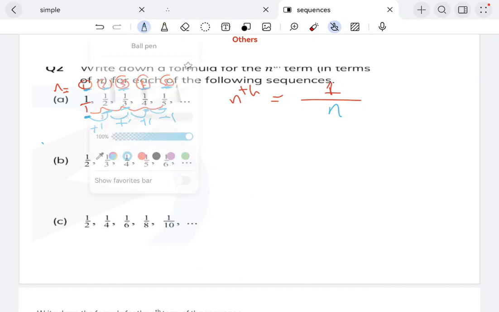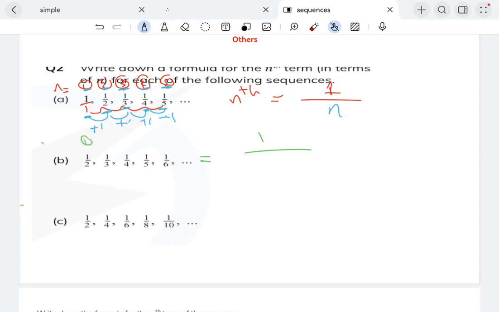Let's do the second one now. Okay, the same idea. It's always 1 at the top. Someone would say, teacher, the first term is going to be 2. The second term is 3. The third term is 4. The fourth term is 5. The fifth term is 6. So I can see every time it's n plus 1.